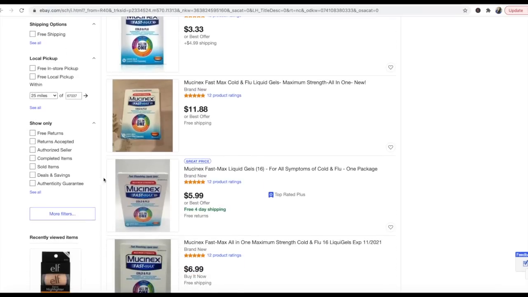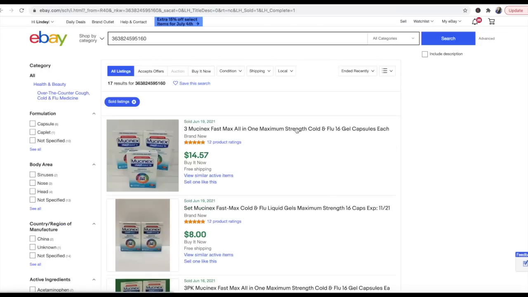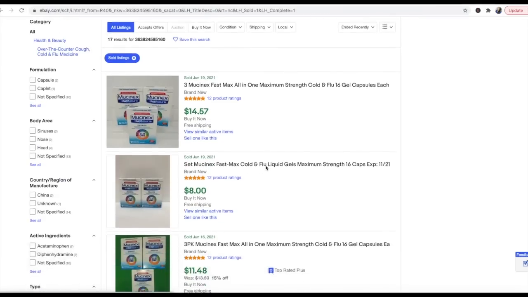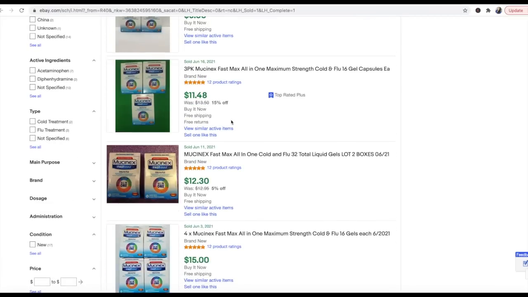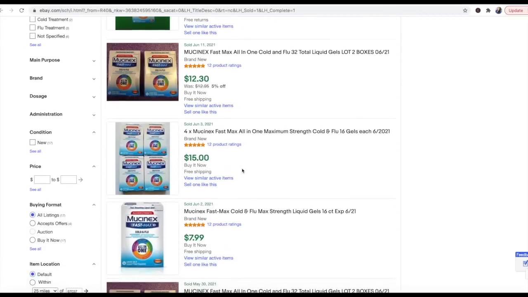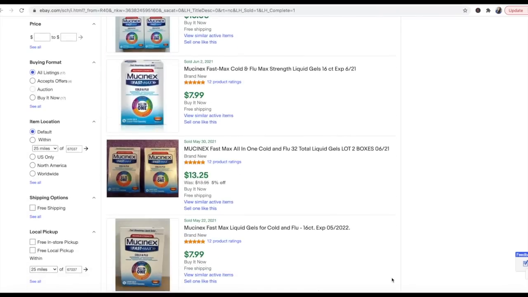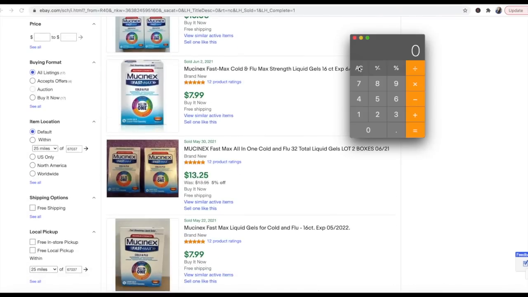So let's take a look at the sold comps. There's 3 for $14, that's a little better. 2 for $8, oy vey. There's 3 for $11.48, 2 for $12, 4 for $15. So I think the lowest I would want to sell this for would be $10 plus 15%. So I would probably price mine around $11.44 or maybe $11.88 and then expect to take offers or run sales.